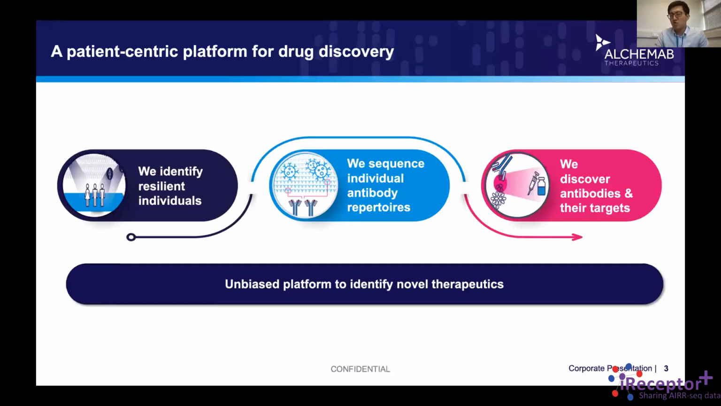The gist of Alchemab's discovery approach is to look for resilient individuals. What we mean by this is people who are perhaps healthier than expected. Among those individuals, we look for protective antibodies that are common between them, so those that are convergent. Then we use a target agnostic approach to understand what they are potentially binding to.